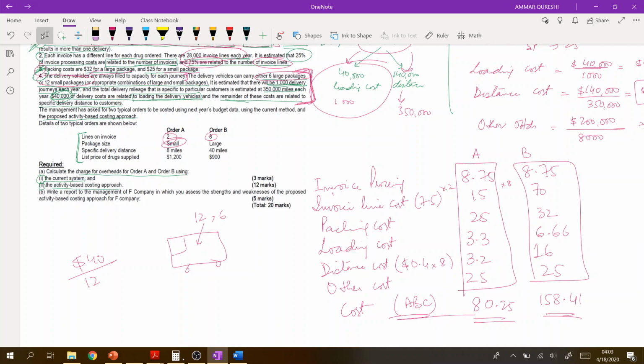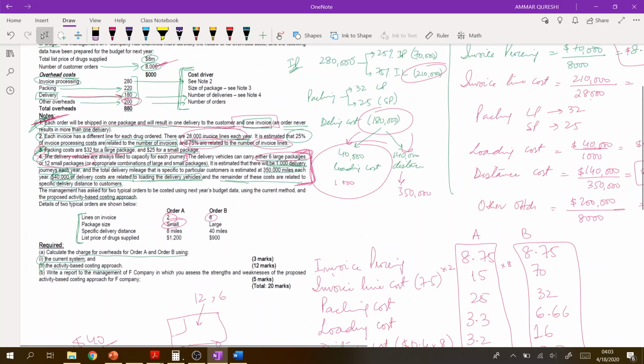Third is to write a report to the management of F company in which you assess the strengths and weaknesses of the proposed activity based costing approach. That is 5 marks. What is the strength? Try to think. Strength is basically the advantages, right? Since there are multiple activities on the basis of which overhead is related, overhead shall be distributed on the basis of multiple activity levels, right?